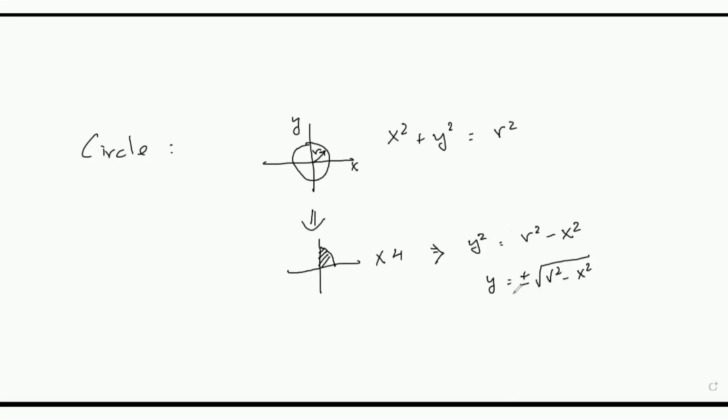We can have both positive and negative solutions, and we shall only work with the positive root. So now we have our function f of x is the root of r squared minus x squared, and we want to integrate from x equals 0 to x equals r, the integral from 0 to r of root of r squared minus x squared dx.